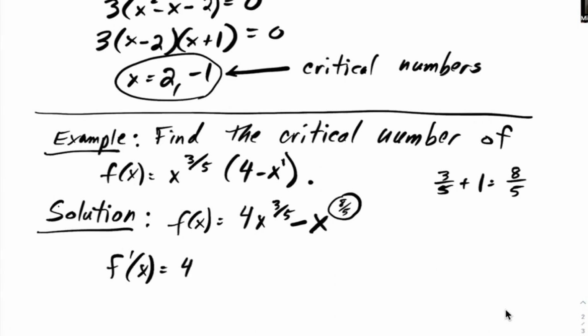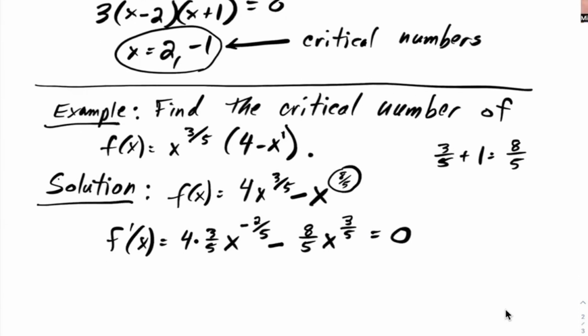I'm going to get 4 times 3/5 x, and now I'm going to subtract 1 from 3/5, and I'm going to get -2/5 for that exponent. And by the power rule in the second term, I have 8/5 out front, x, and now I subtract 1 from 8/5, and I get 3/5. And we want that equal to 0 in order to find the critical number.